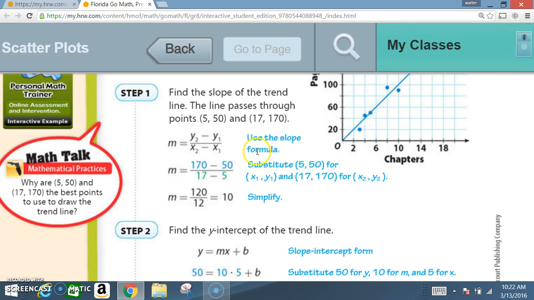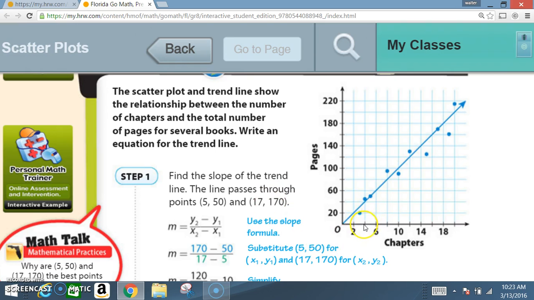Okay, once again, we're going to use the slope formula. M is equal to y sub 2 minus y sub 1 divided by x sub 2 minus x sub 1. All right, and notice here x is 5, and right there y is 50. X is 5, y is 50. That's that point. All right, next we have 17. See 18 right there? So that means 17 is going to be about right in the middle there. So there's 17, and y is 170. So that's that point right there. All right, so those are the 2 points we're using to find the slope.